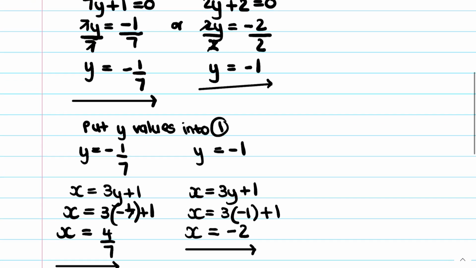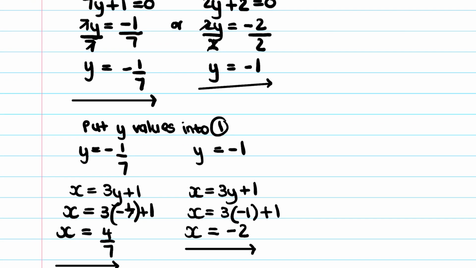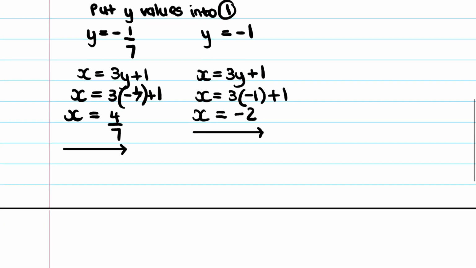And there you have it, Sum Hacker. So just to quickly recap, your y values should be y is equal to negative 1 over 7, y is equal to negative 1, x is equal to 4 over 7, and x is equal to negative 2. And there you have it. That is it for this particular sum.